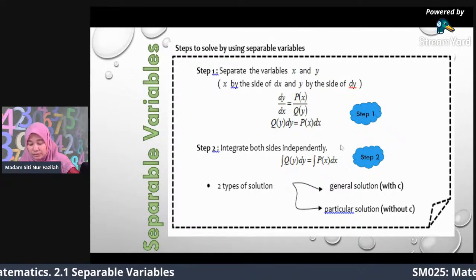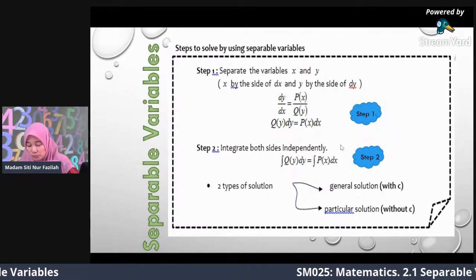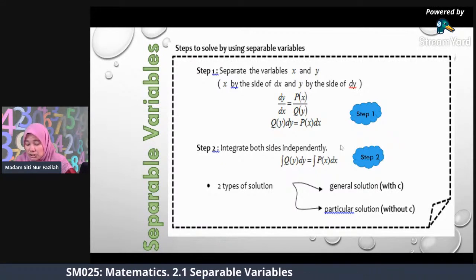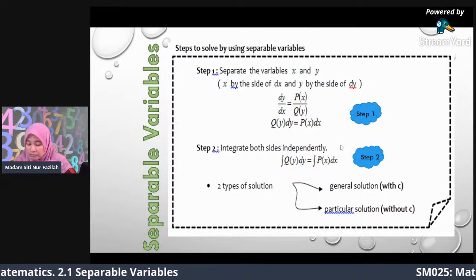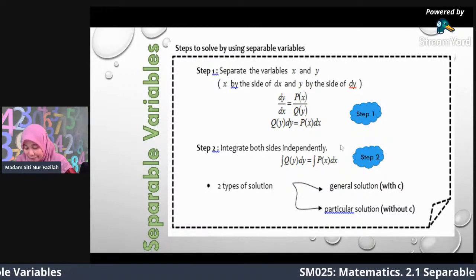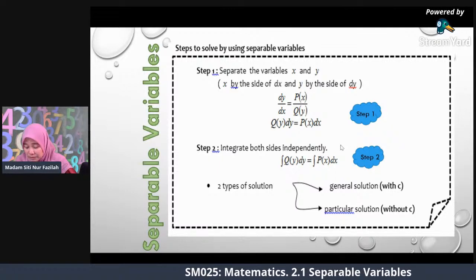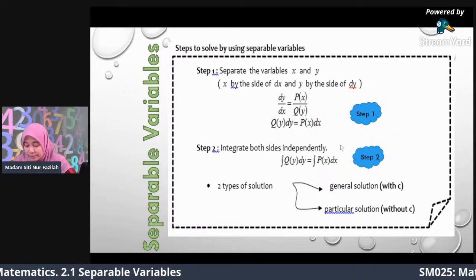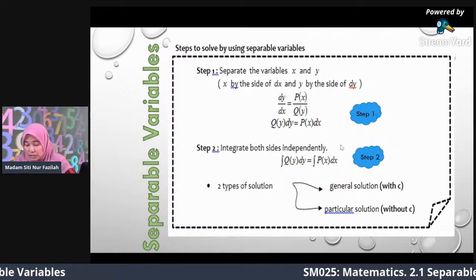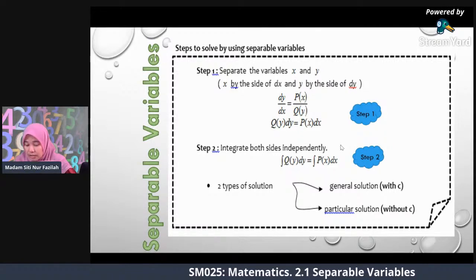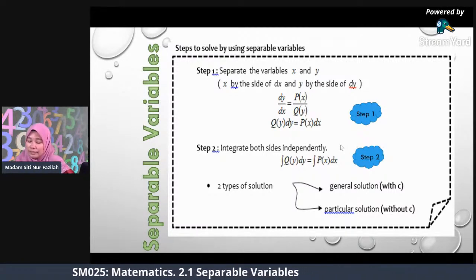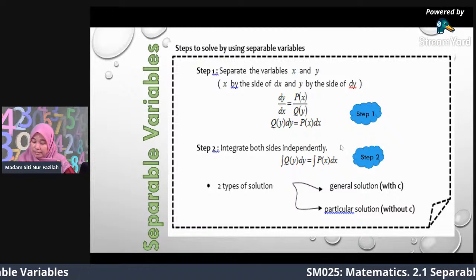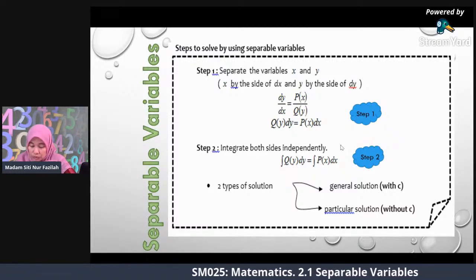For example, we have dy over dx equal to function p(x) over function q(y). That means we need to multiply with function q(y) on both sides, and then multiply with dx on both sides. That's why we can get function q(y) dy equal to function p(x) dx. Function q(y) on the left side and function p(x) on the right side. After that we go to step 2.